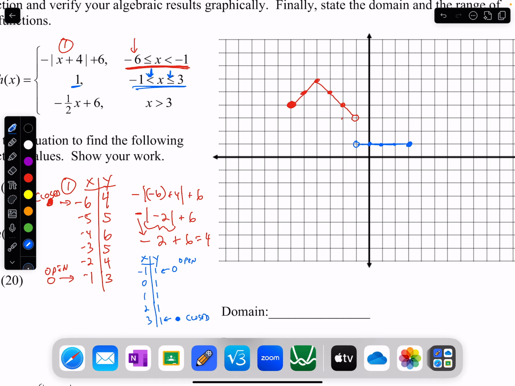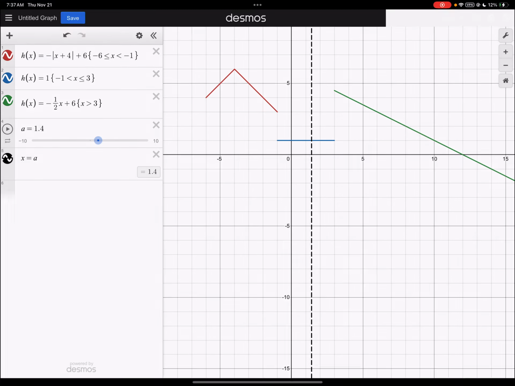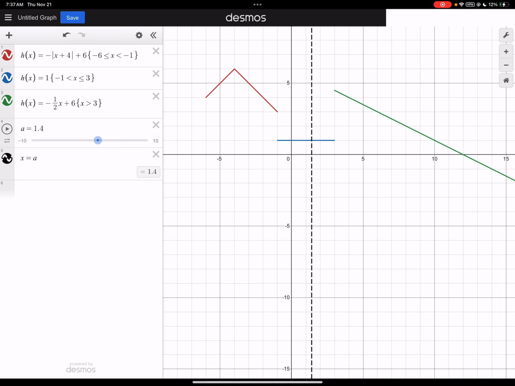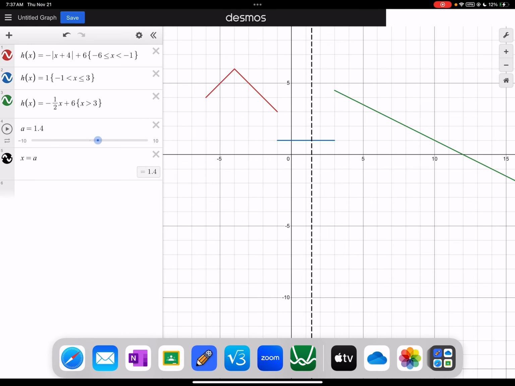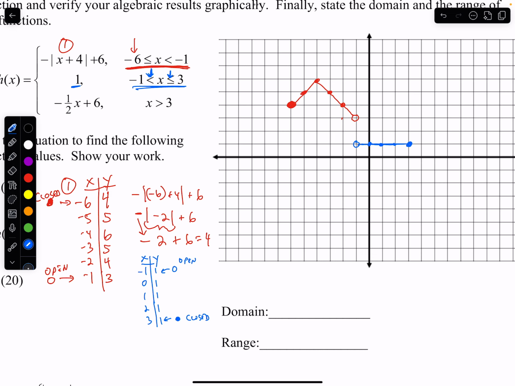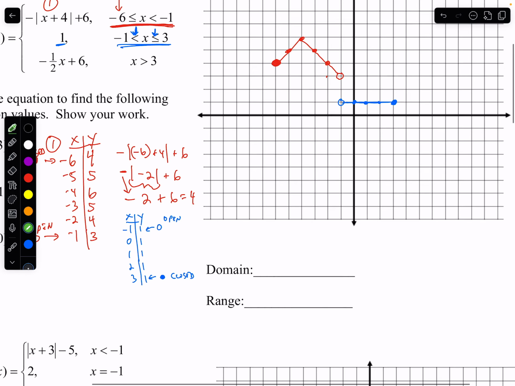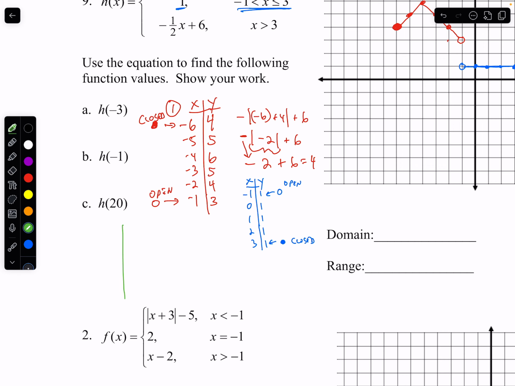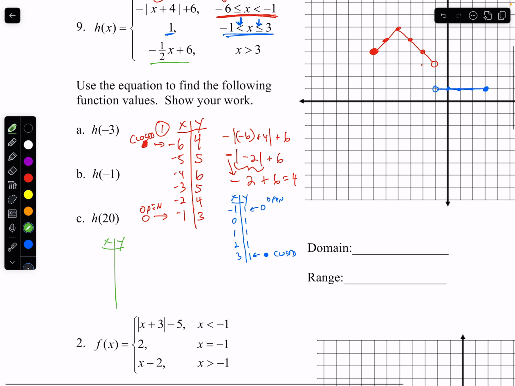And let's confirm with our graph. You can see that middle piece there. And again, Desmos doesn't show you those open or closed circles. And now we'll do the last one in green. So now we're using this function here. And we're starting at 3, and it goes forever. So we'll just do like 3, 4, 5, 6, maybe 4 points.